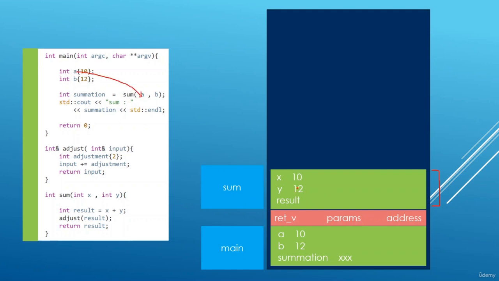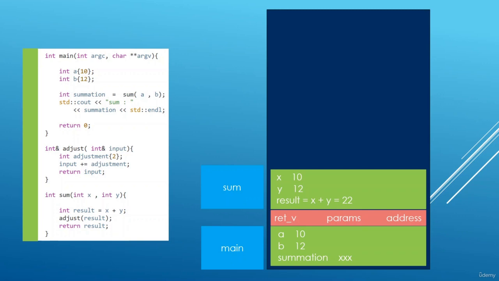And y is going to be 12 because that's what we passed in the second parameter when we called the sum function. We're also going to have a result variable, which is not initialized by now. So we are going to run this statement here, and in result, we're going to store the sum of x and y. If we do that, the result is going to be 22, as we see in our activation record here.